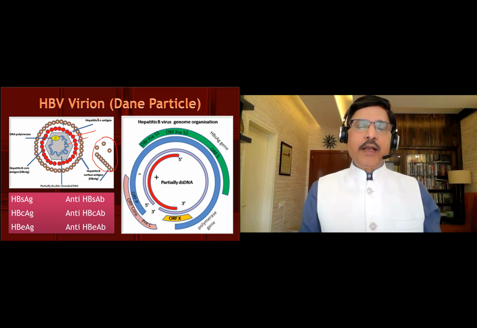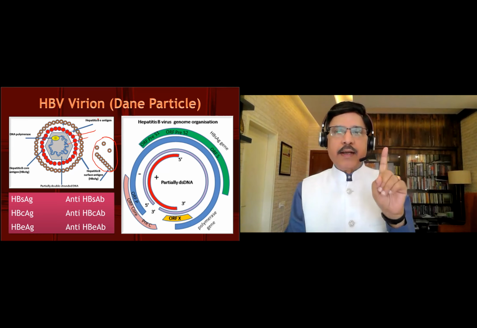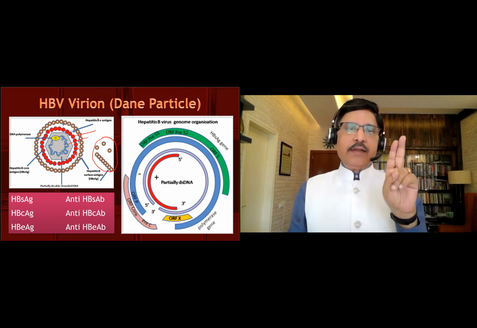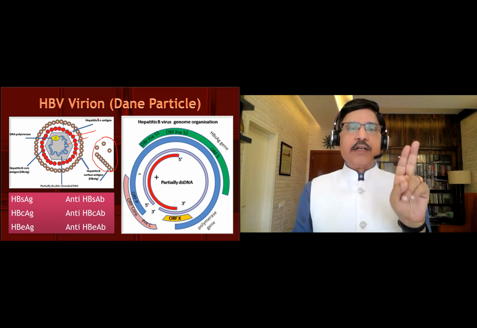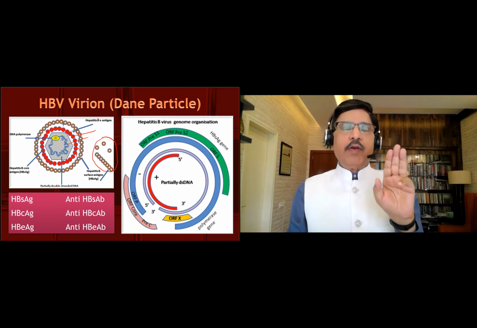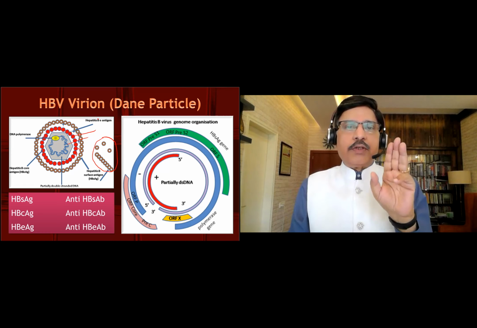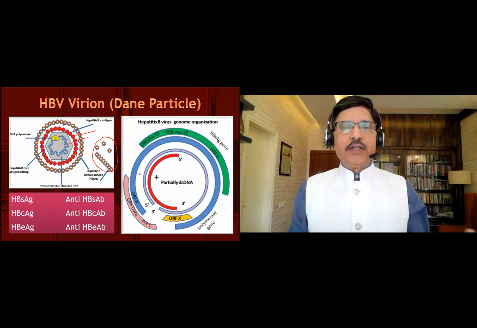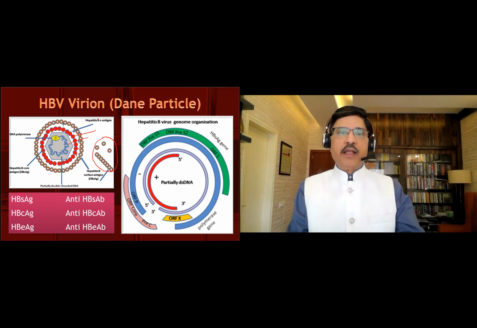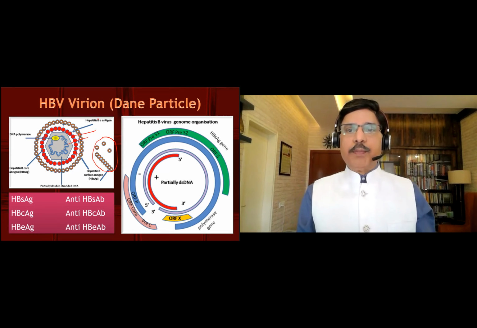Okay, what are the 3 antigens we got? HBs antigen, HBc antigen, which is the core antigen, C stands for core, and E the envelope antigen, which comes and goes. Whenever the infection is there very much, then the hepatitis B e antigen will be present.